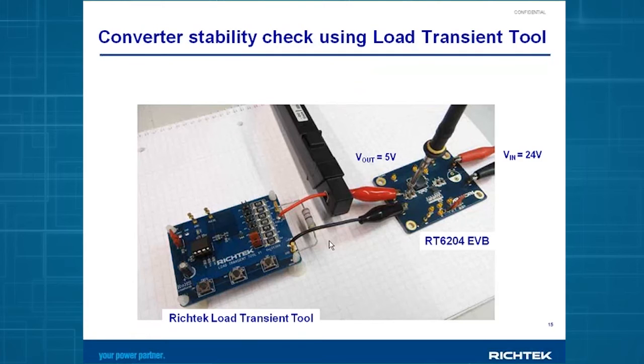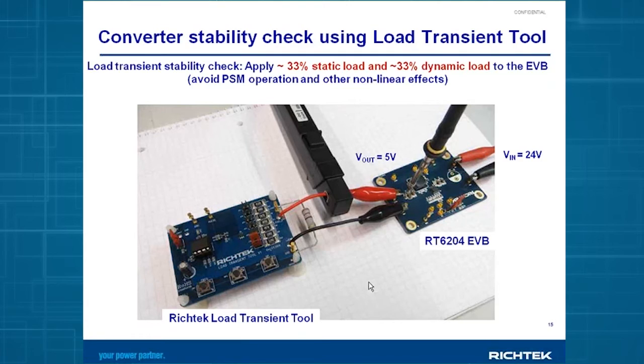Here you can see the connection, and there is a couple of things that you have to take care of. When you do the load transient test for stability check, you have to apply about 33% static load and 33% dynamic load. And this percentage is the percentage of the maximum rated IC current. This means that if you operate in this method, you will ensure that you will not run into PSM mode, which could make the result of the measurement invalid.